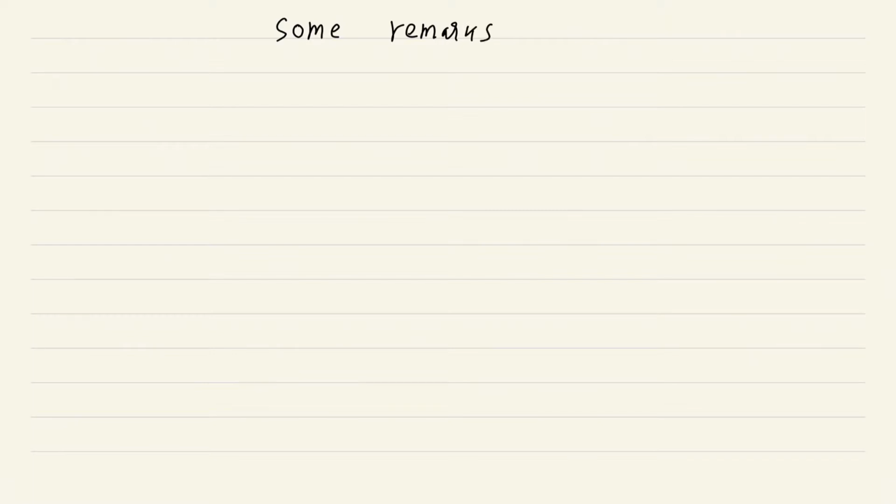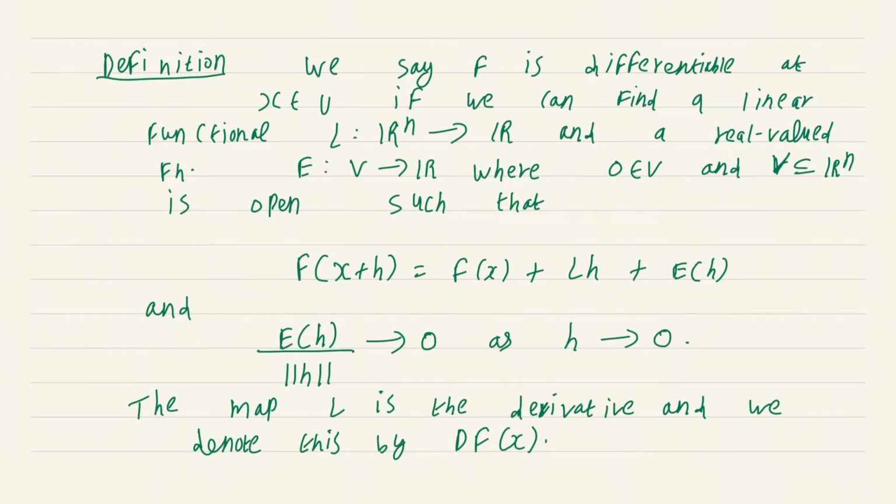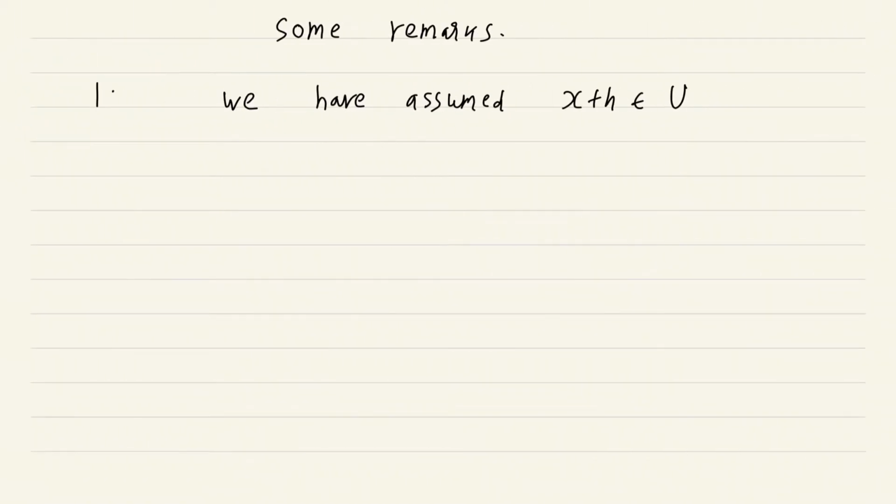So the first remark is, we have assumed x plus h is in U, right? So recall that the function E is defined on some open set that contains 0. We are assuming that x plus h belongs to U so that you can actually take the f on that. So this just means x plus h belongs to U when h is in V.